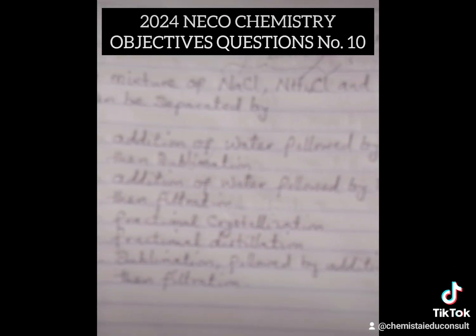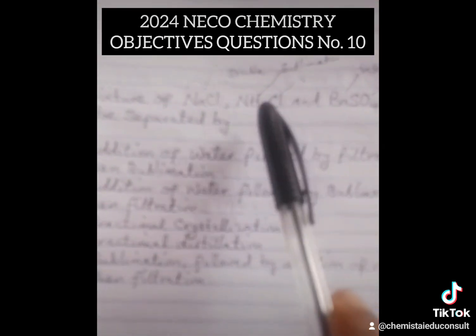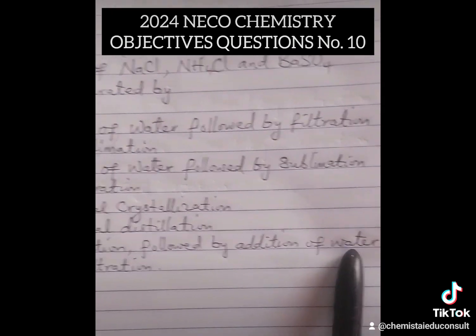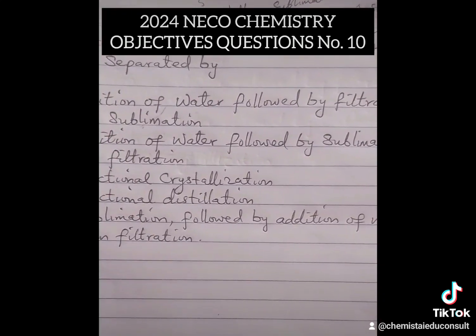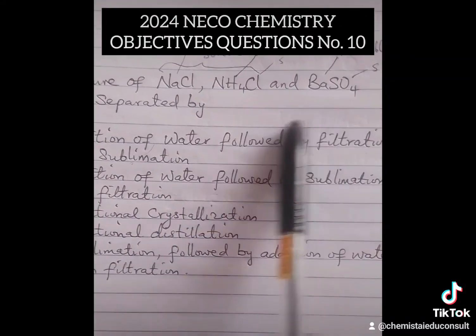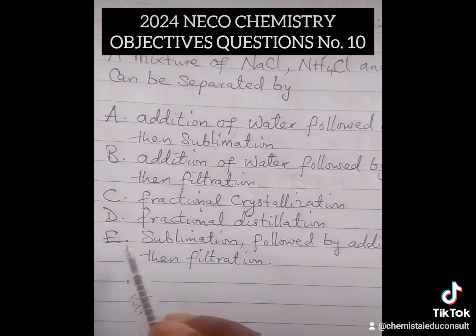But E is better. Why not take these solids, heat them together so that this one will sublime off, and then you add water and filter. This will be easier than this. But this is still possible. But since this one is easier to carry out, E is the correct option.